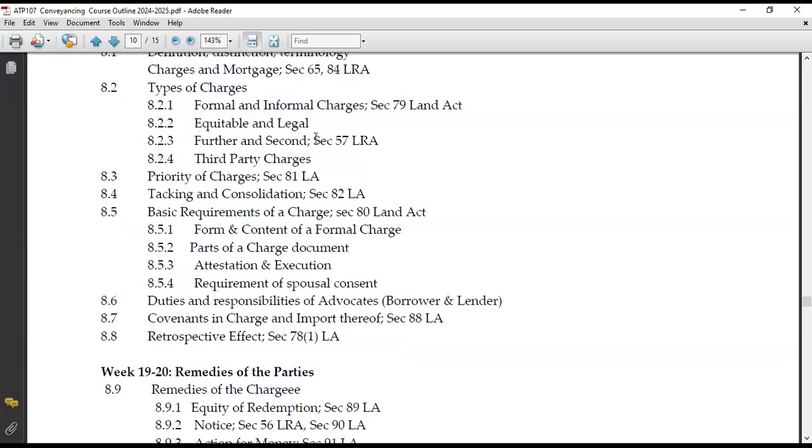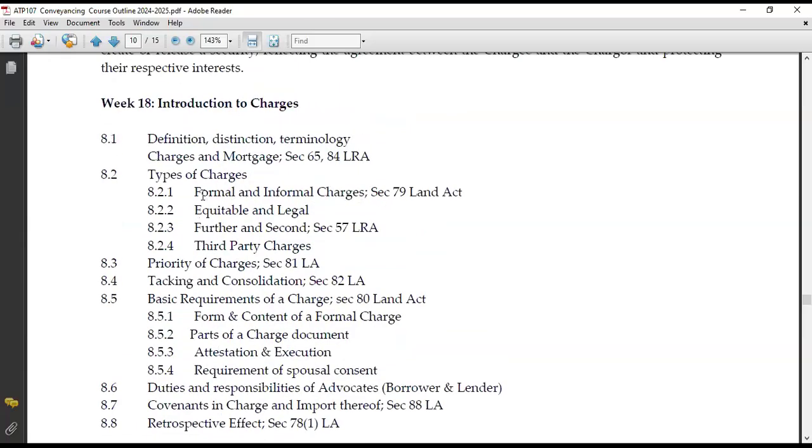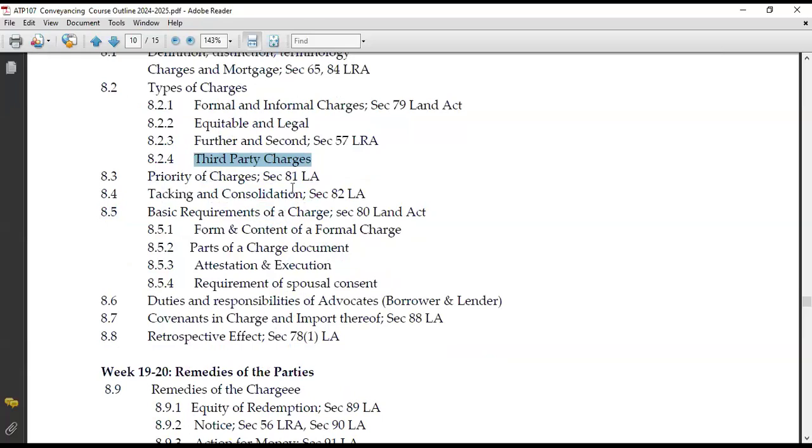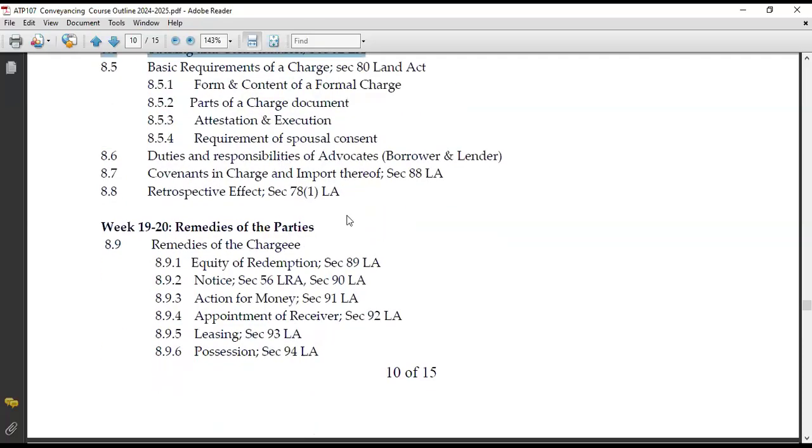The area that has not been tested most is formal and informal charge; informal charge, we have dealt with that. Equitable and legal, not much. Third party charges, go and polish that. Priority of charges and tacking and consolidation, polish on that. This has not been tested. You can be told to draft a charge. Go and do it.